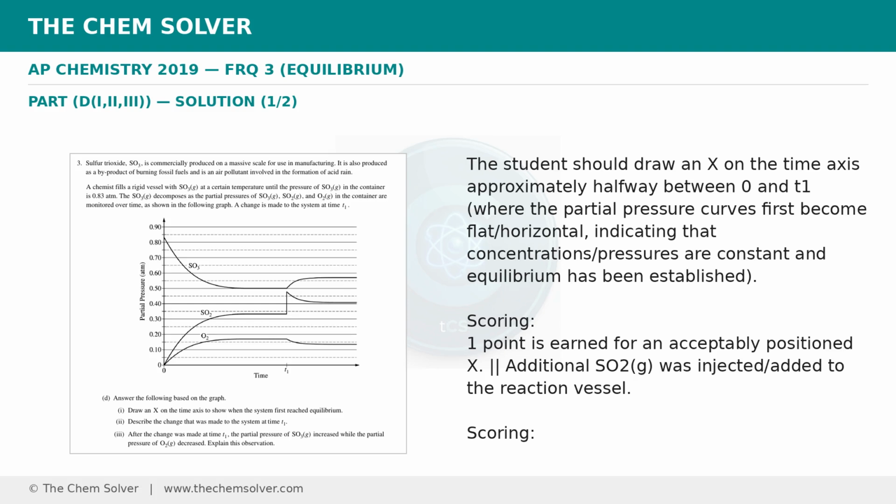The student should draw an X on the time axis approximately halfway between 0 and t1, where the partial pressure curves first become flat/horizontal, indicating that concentrations/pressures are constant and equilibrium has been established. Scoring. 1 point is earned for an acceptably positioned X. Additional SO2 was injected/added to the reaction vessel. Scoring. 1 point is earned for the correct answer.